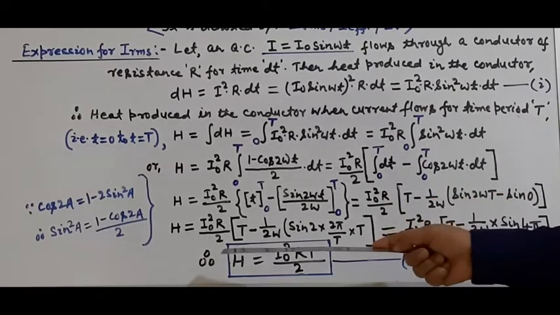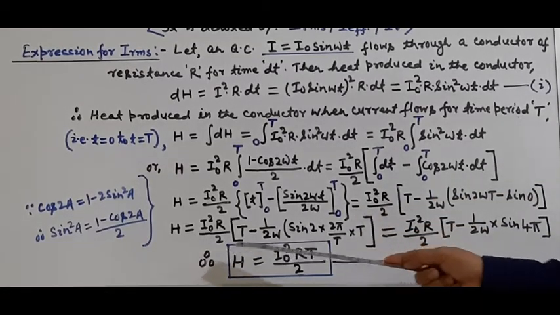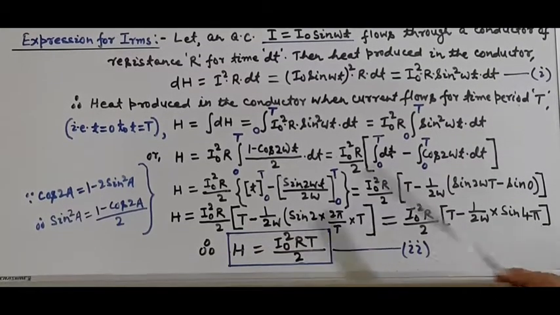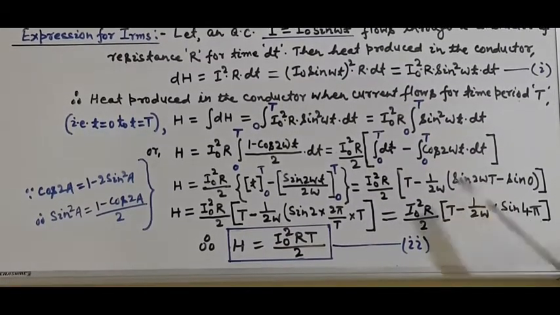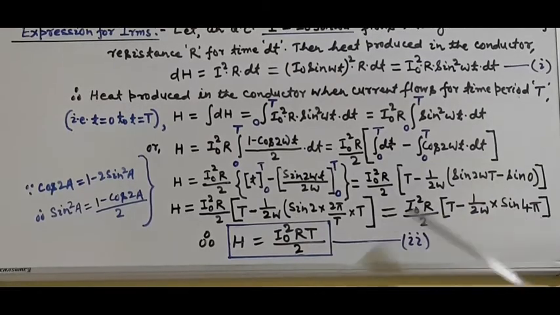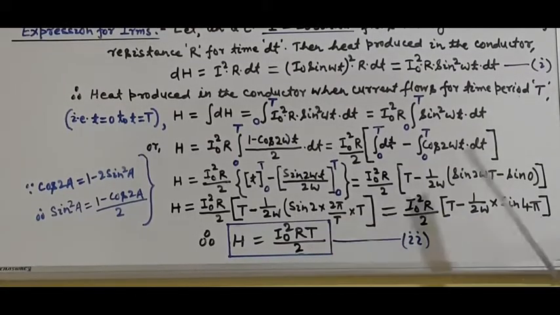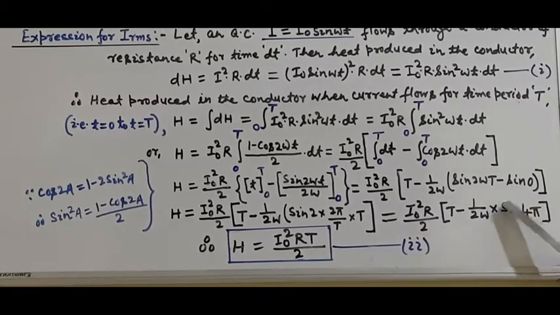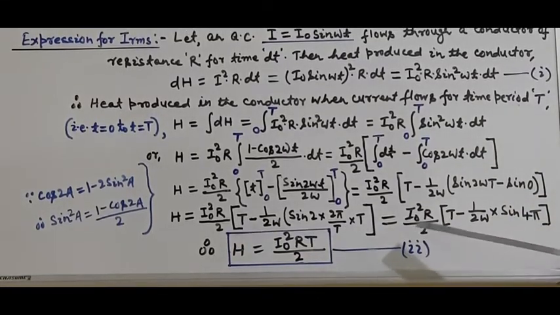Next step is, here I naught square R by 2, here is your T, and 1 by 2 omega, and this sin 2 omega T, where omega is 2 pi by T, we know the formula. Omega is equal to 2 pi by T, into T, and sin 0 becomes 0. So when we solve this, what does it become?